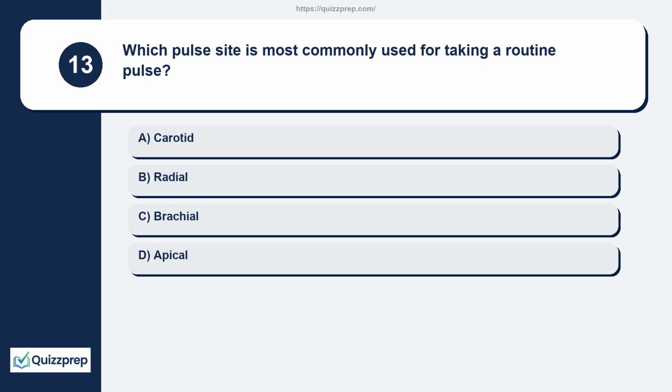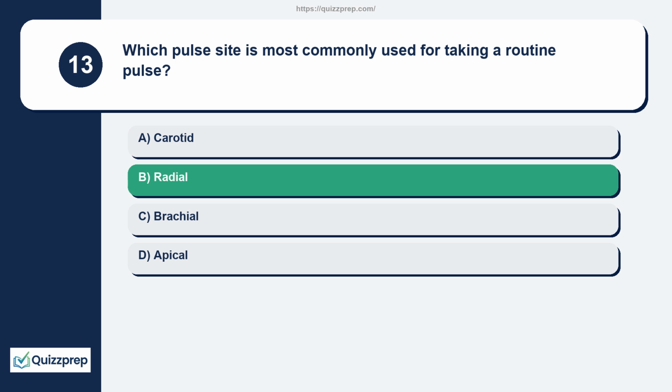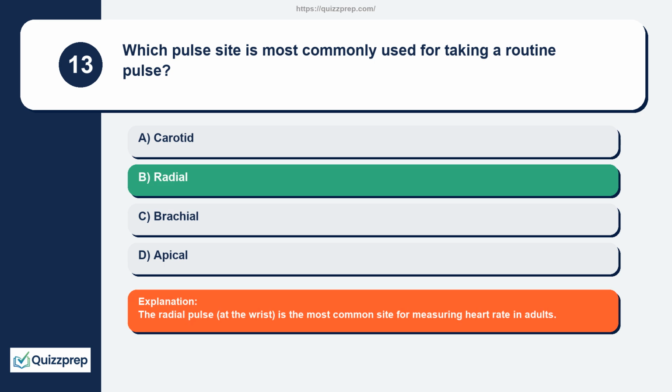Question 13. Which pulse site is most commonly used for taking a routine pulse? Carotid, radial, brachial, or apical? The radial pulse, at the wrist, is the most common site for measuring heart rate in adults.